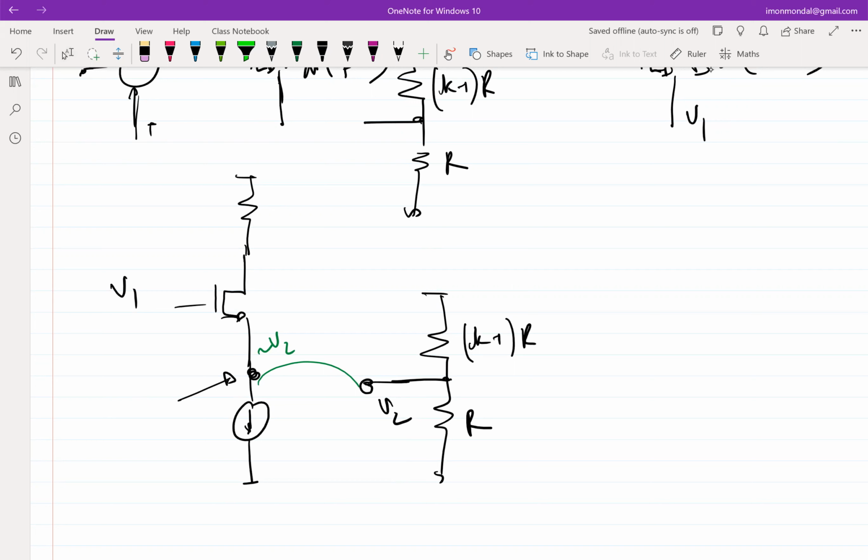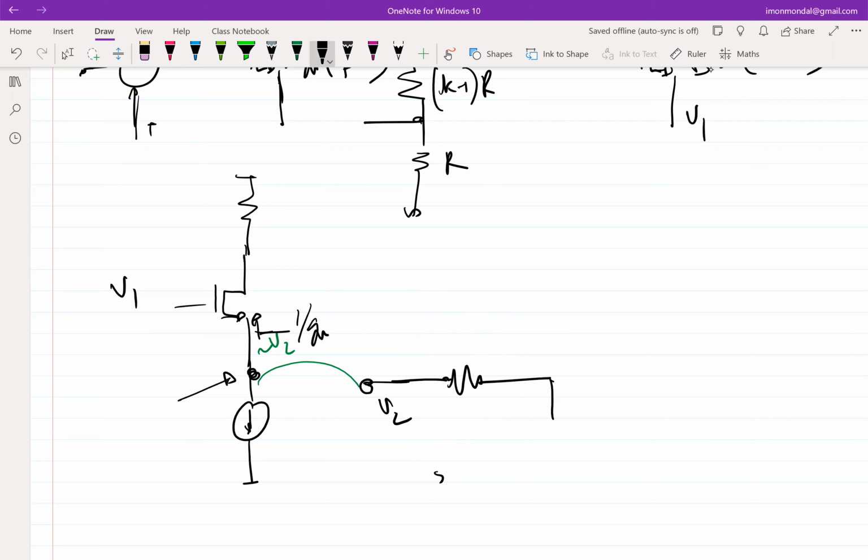Okay. Now, what is the input impedance looking here? Looking into the source, 1 over gm. Okay. So which means that this stuff on the right will get loaded by 1 over gm. Correct? So this is equivalent to saying I have a resistor here and I have V2 here. And this resistor is the parallel combination of R and (K minus 1)R.